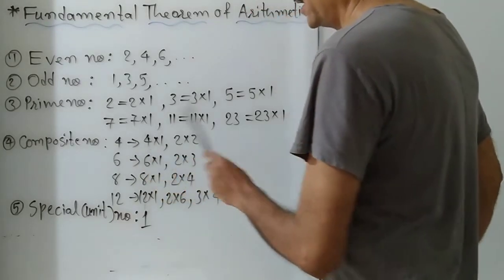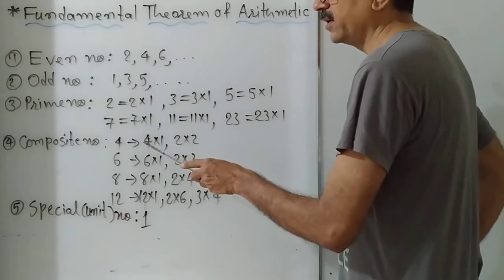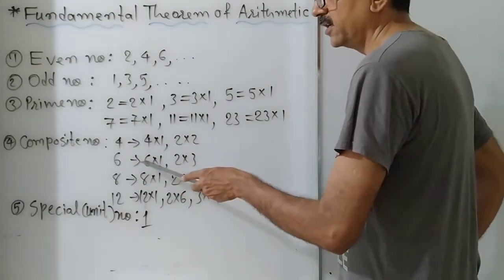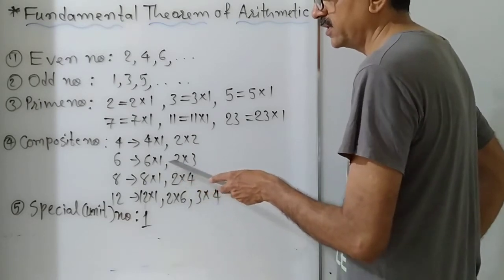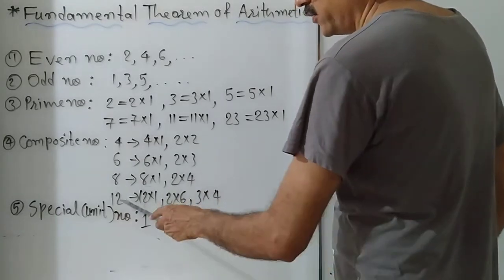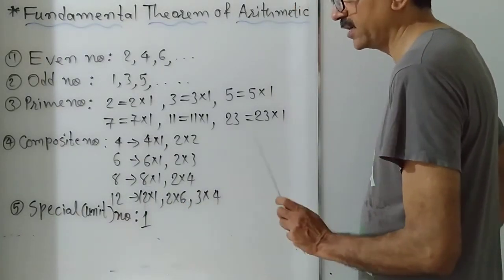Let's understand with the help of 4. Recall in which tables 4 repeats. 4 times 1, 2 times 2. 6 repeats in the table of 1, 6 times 1, also 2 times 3. 8 times 1, 2 times 4. 12 times 1, 2 times 6, 3 times 4.